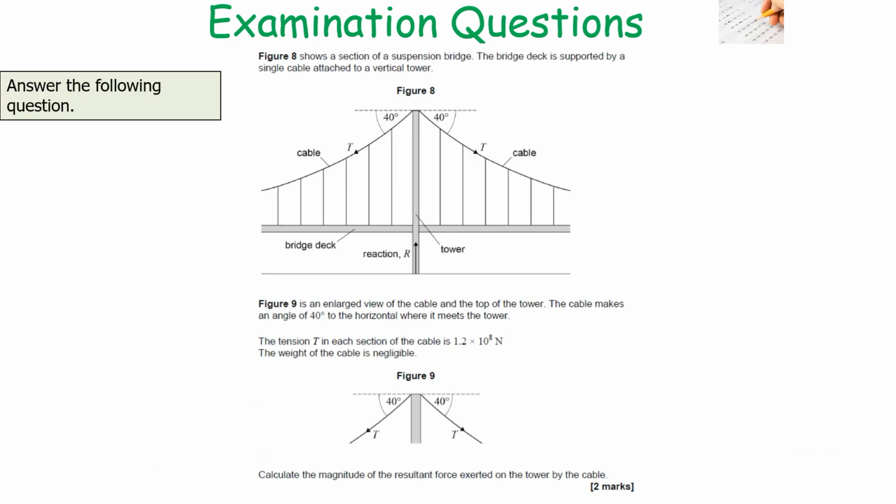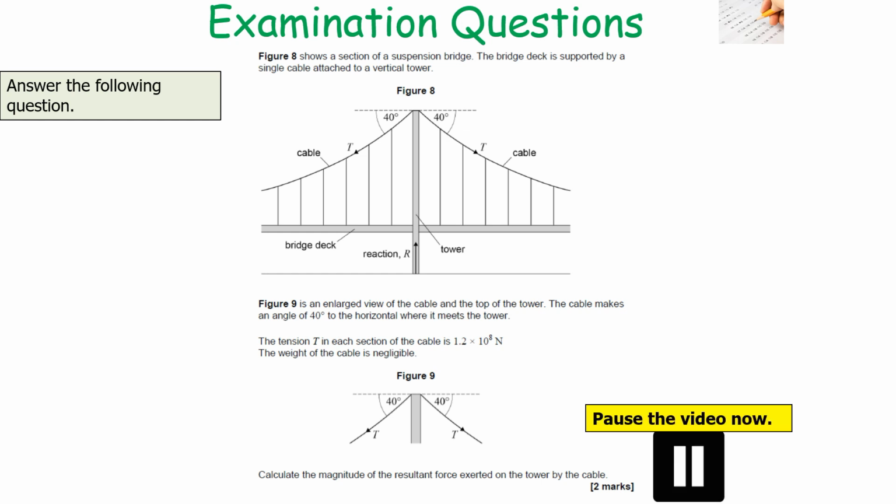The next question says, Figure 8 shows a section of a suspension bridge. The bridge deck is supported by a single cable attached to a vertical tower. Figure 9 is an enlarged view of the cable and the top of the tower. The cable makes an angle of 40 degrees to the horizontal where it meets the tower. The tension T in each section of the cable is 1.2 times 10 to the 8 newtons. The weight of the cable is negligible. Calculate the magnitude of the resultant force exerted on the tower by the cable. So pause the video now, then unpause the video when you want to go through your answer.